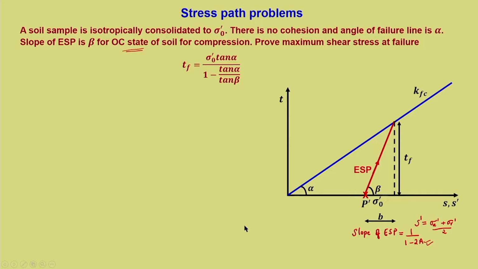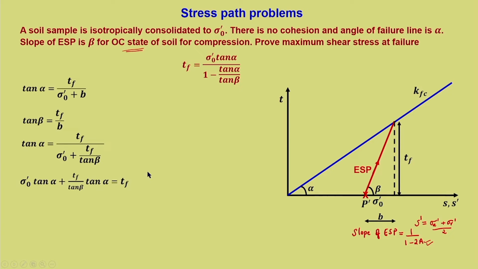Let us consider this distance to be b. Considering this particular triangle, tan alpha is equal to Tf divided by sigma naught dash plus b, where this distance is sigma naught dash and this distance is marked as b. For tan beta, in this triangle, we have Tf by b. So, that is what is written here. Then I can replace b, so tan alpha is equal to Tf upon sigma naught dash plus Tf by tan beta.